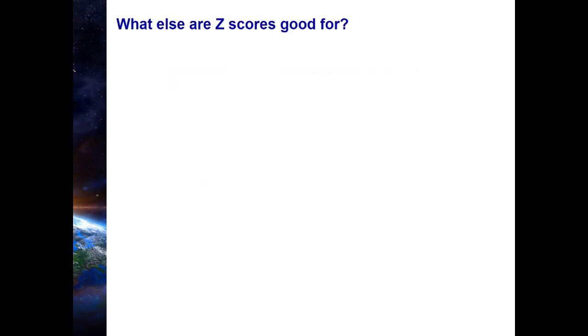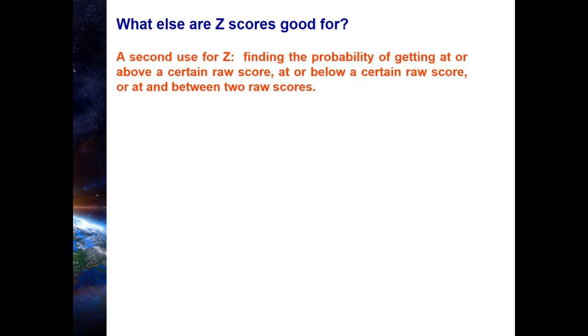Okay, so what else are z-scores good for? We know that they allow us to compare apples and oranges, and I introduced this at the end of the first lecture. This is what we're going to be focusing on for the first little while of this lecture, and then we're going to turn our attention to t-distributions and how they are the same and different from z-distributions, and when you would use t instead of z, all that fun stuff.